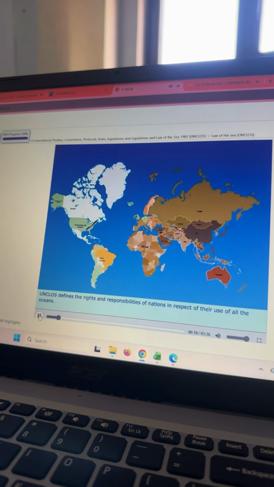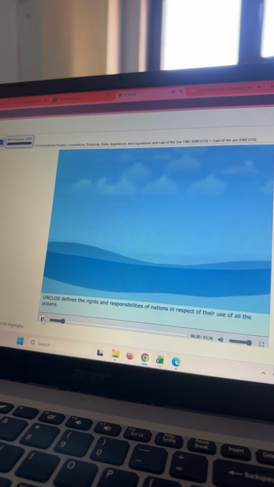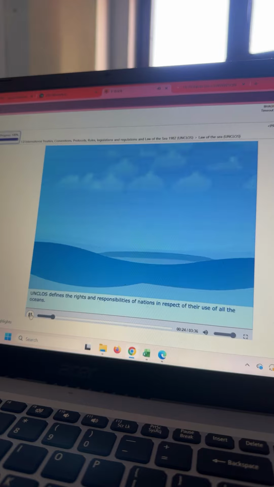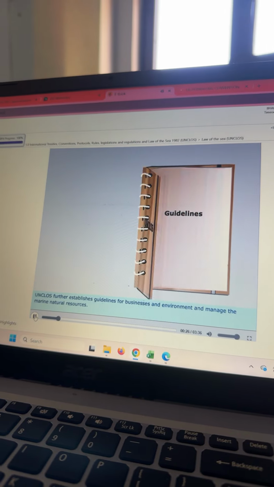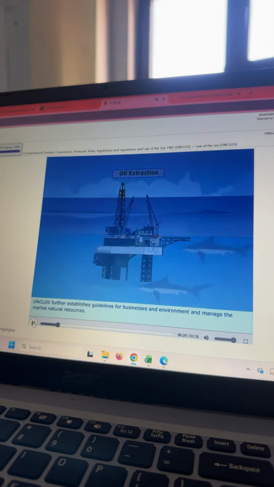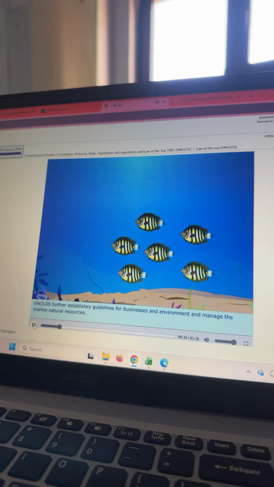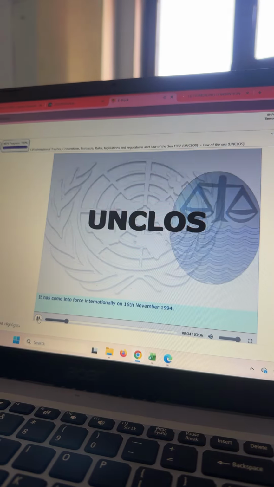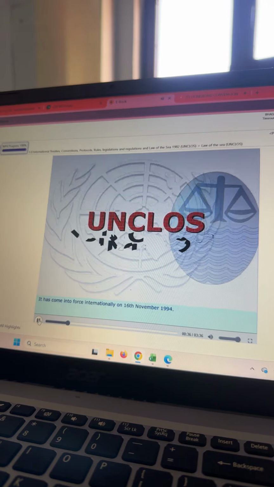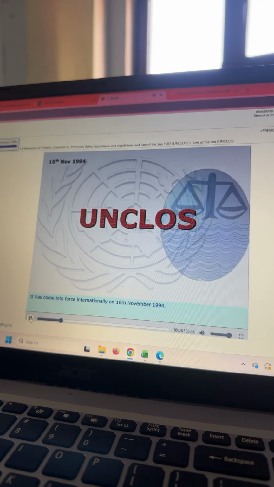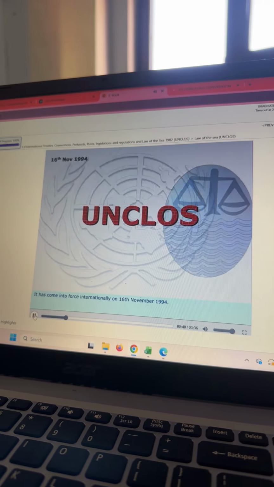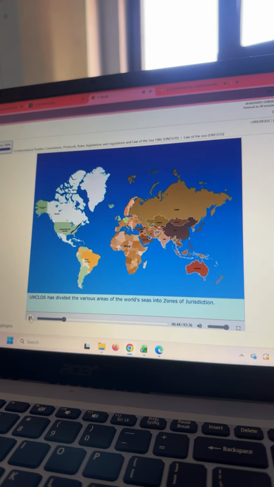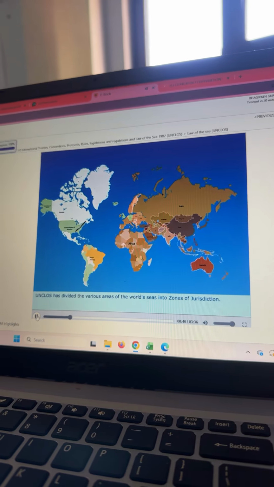UNCLOS defines the rights and responsibilities of nations in respect of their use of all the oceans. UNCLOS further establishes guidelines for businesses and the environment, and manages marine natural resources. It came into force internationally on 16 November 1994. UNCLOS has divided the various areas of the world's seas into zones of jurisdiction.